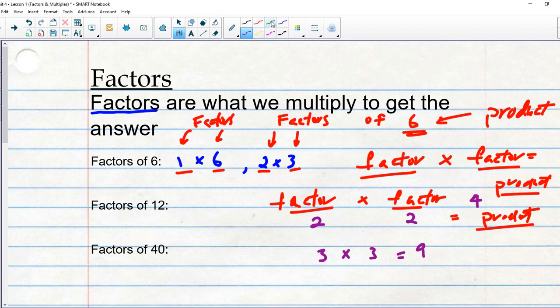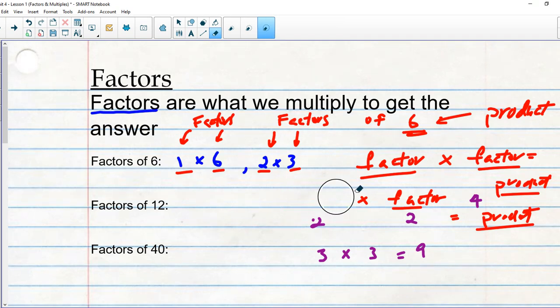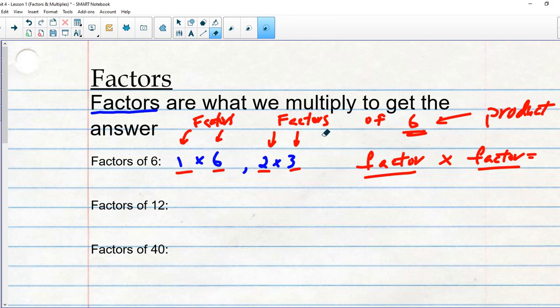Having said that, let's take a look at this. What are the factors of 12 then? What times what can give you 12? We're going to list it out in an ordered manner. Meaning I don't want to list the numbers like how we did here.